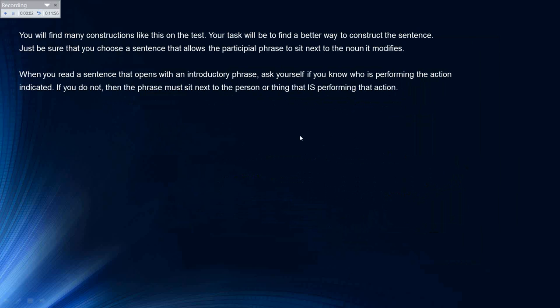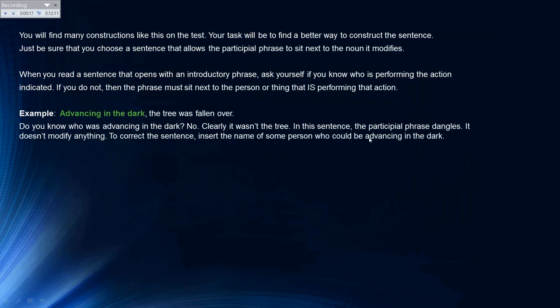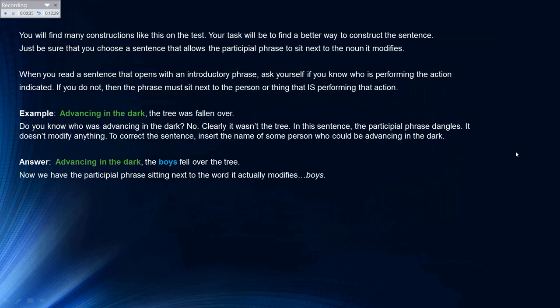You're going to find many constructions like this on the test, but your task is to find a better way to construct the sentence. Just be sure that you choose a sentence that allows the participial phrase to sit next to the noun that it really modifies, because if you don't, it's going to say something really funny. Here's an example. Advancing in the dark, the tree was fallen over. Well, according to this sentence, the tree was the one advancing in the dark. Again, it's in passive voice, so if you can rewrite that, you'll have a much better sentence.